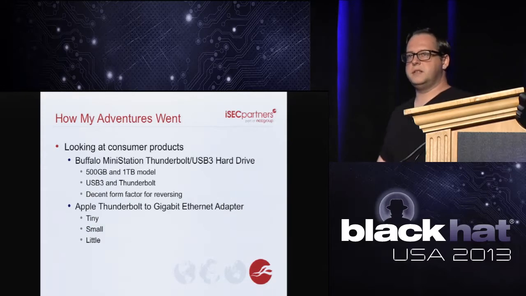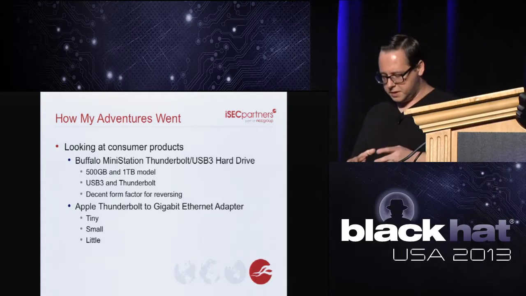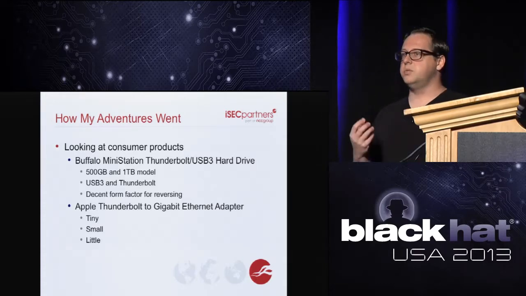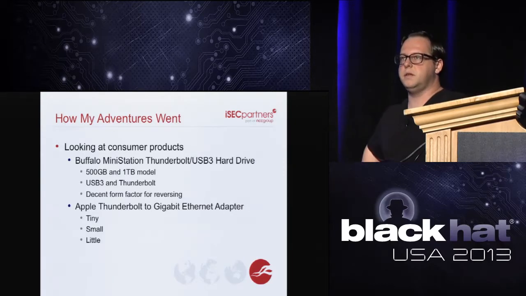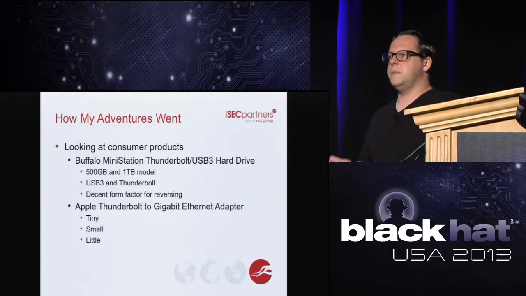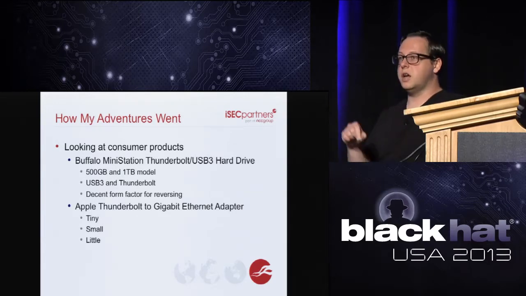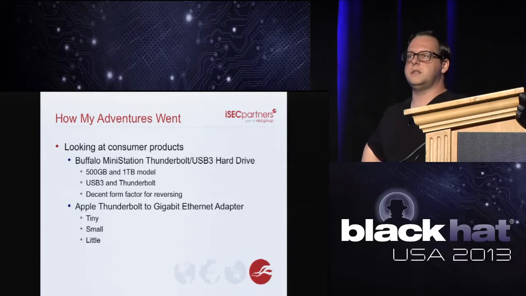So I chose 2 devices. The first device was the Buffalo MiniStation Thunderbolt USB 3 hard drive. This has a really great form factor for reverse engineering this kind of stuff. It's nice and big. I'm going to say big because it's big in comparison to the other device I chose, but it has a big area for vias to solder in, and you can see the chips clearly.